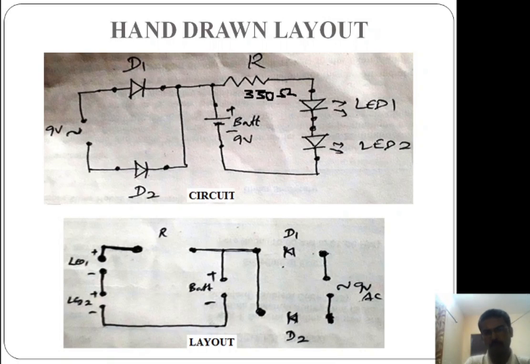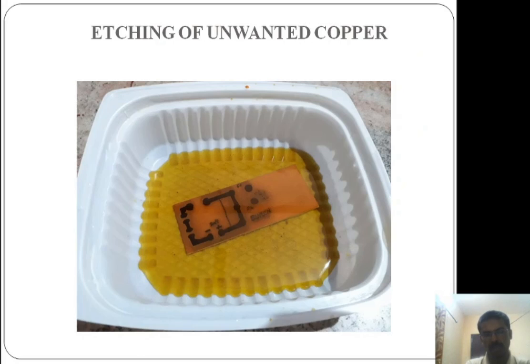This is the way you draw a layout if you want to draw manually. But if you are using a tool, it automatically designs the layout in a mirrored fashion only, so when you take it as a bottom layer, that doesn't matter. When you draw it manually, you have to follow this method. Now this is the layout. We are going to draw this layout on a copper clad laminate. What is that copper clad laminate? Let's see in the next one. This is the etching part.